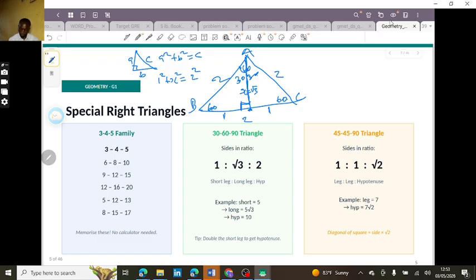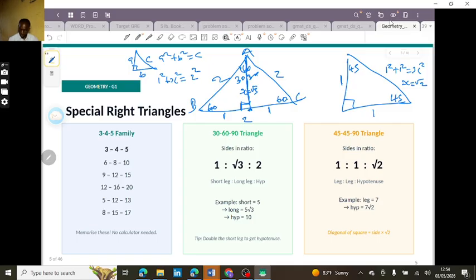1, root 3, 2. Similarly, we can derive this one when we say that here is 45 degrees and here is 45 degrees. Automatically, here is 1. When we use the Pythagorean theorem, we say 1 squared plus 1 squared equals s squared. When we solve this, we get that s equals the square root of 2. So this is 1, 1, root 2.